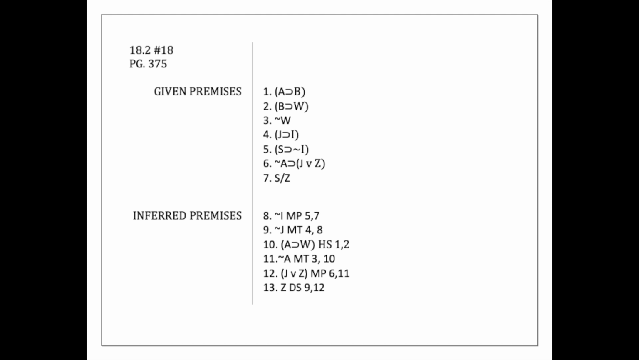If you see premise 5 and premise 7, premise 5 states, if S, then not I. Premise 7 is S by itself. Premise 7 is the antecedent of premise 5 by itself, which means we can perform a modus ponens and infer tilde I as our inferred premise 8, based on modus ponens 5 and 7.